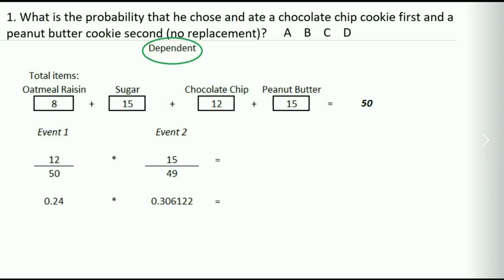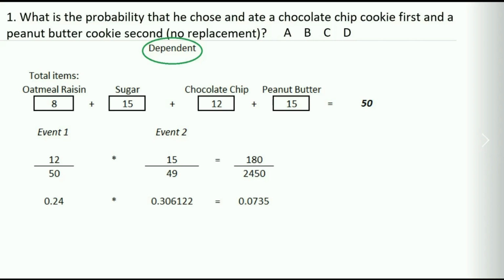All right, our second event is where we eat a peanut butter cookie. We have 15 peanut butter cookies, and that's 15 out of 49 total cookies, because you ate one in the first event, no matter which cookie you picked, so there's going to be one missing. So there's 49 available cookies, and there's 15 peanut butter cookies. If you multiply those two together, and yes, that decimal down there, 0.306122, is 15 divided by 49, you get 180 divided by 2,450, or 180 over 2450.